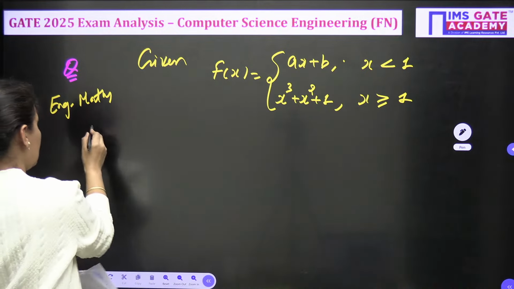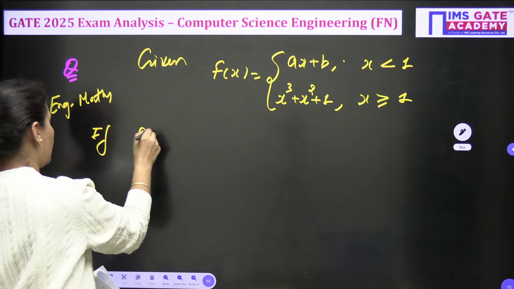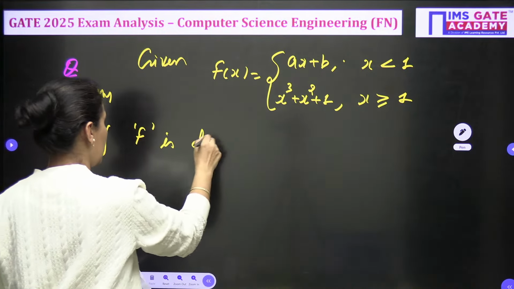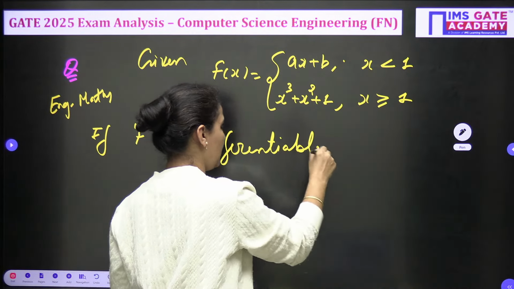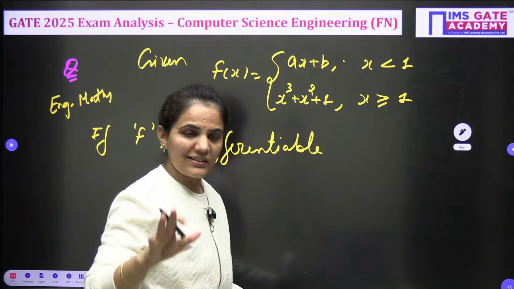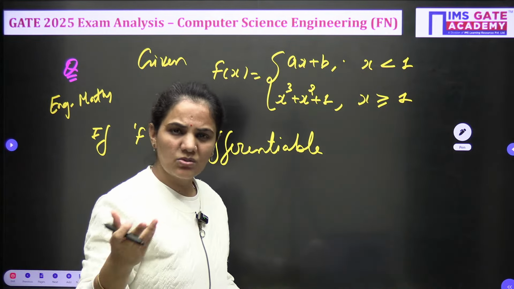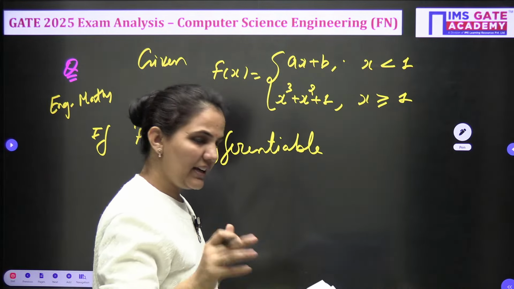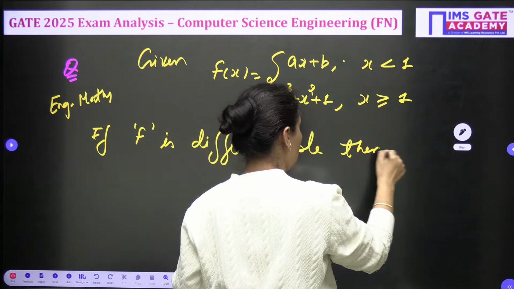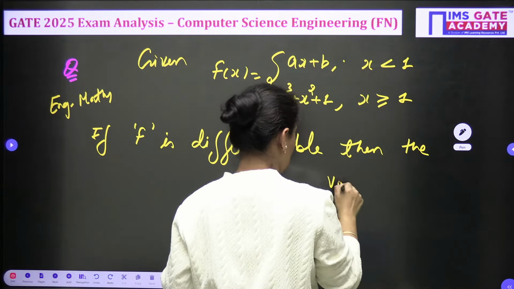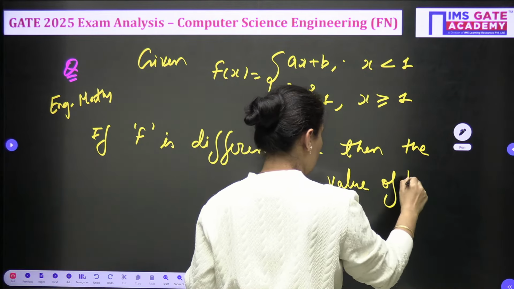And what they are asking is, they are talking about if f is differentiable, this given function is differentiable everywhere. If this function is differentiable everywhere, it means its differentiation exists. Left hand derivative equals right hand derivative you can take, or directly the differentiation exists. So if differentiable, then what is the value of b? They are asking about the value of b.